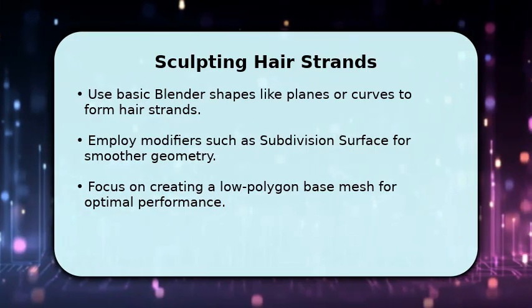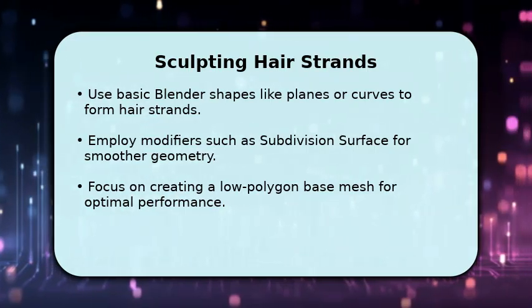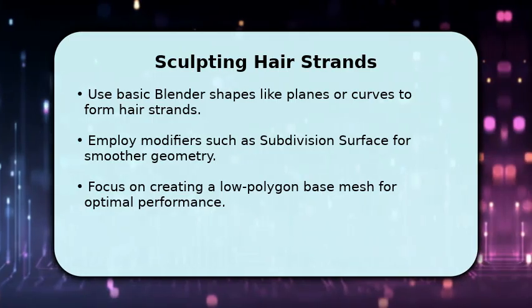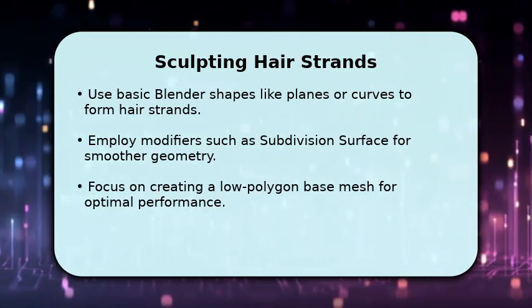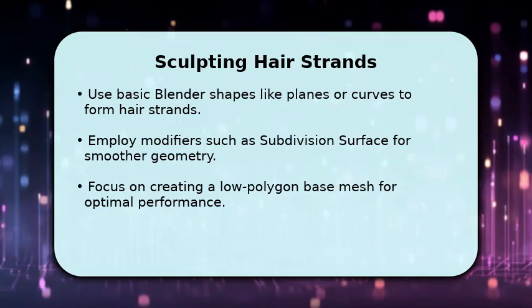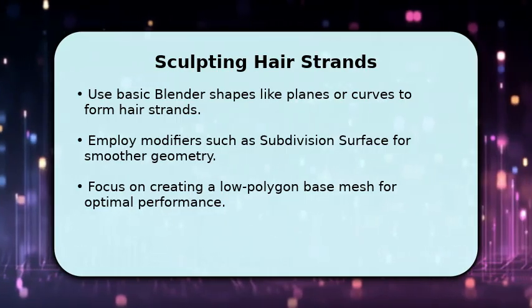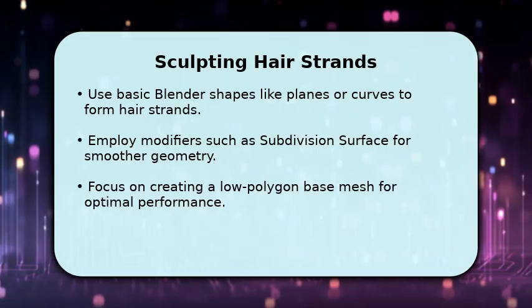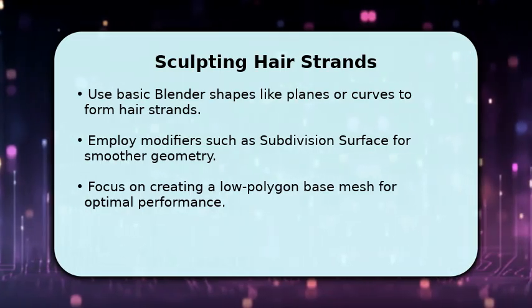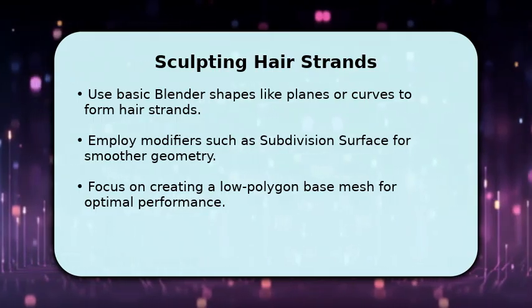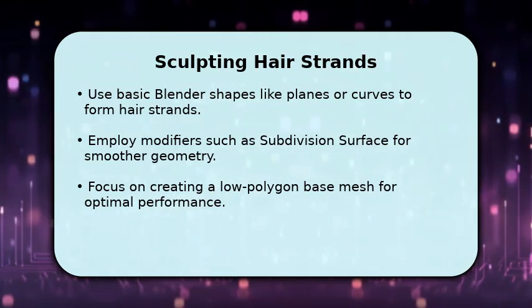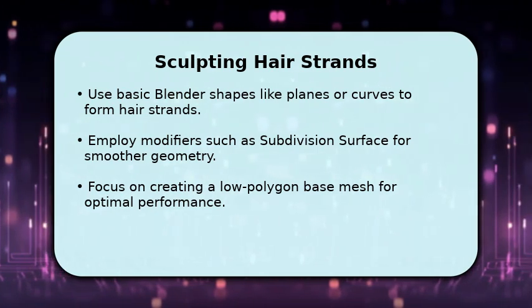Now, let's dive into modeling your hair strands. Begin by using basic Blender shapes, like planes or simple curves, to form the initial structure of your hair. You can then employ modifiers, such as the subdivision surface, to smooth out the geometry and add detail without increasing the base mesh complexity too much. Remember to focus on creating a low polygon base mesh, ideally keeping it under 10,000 triangles, which is crucial for optimal performance within the Roblox platform.